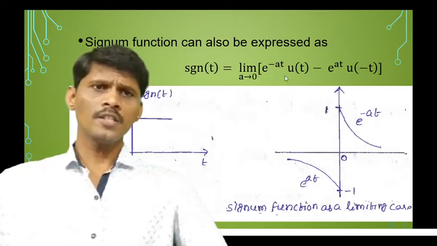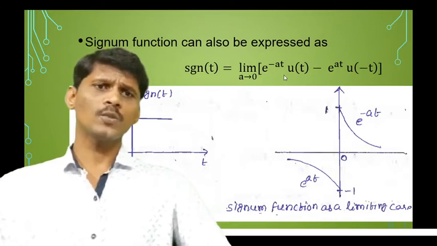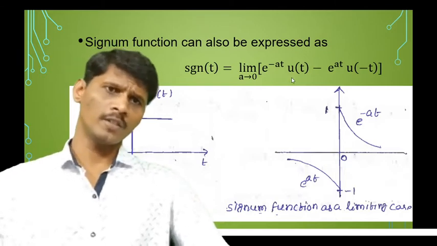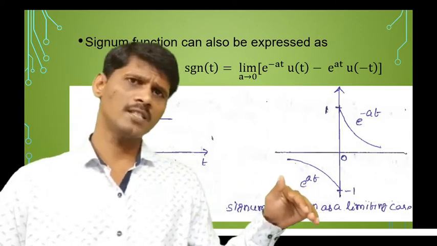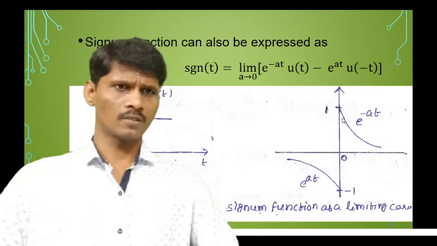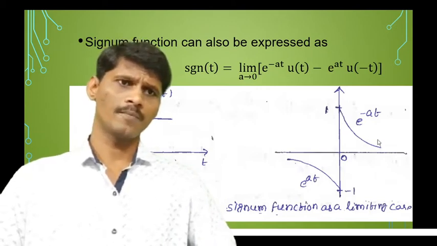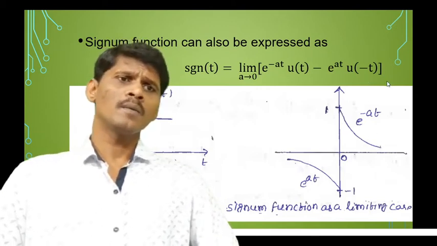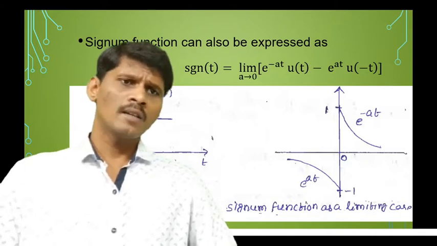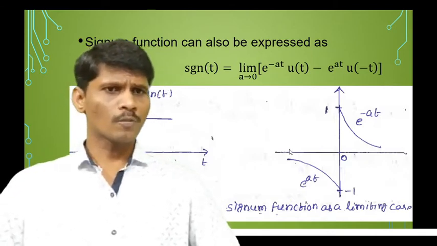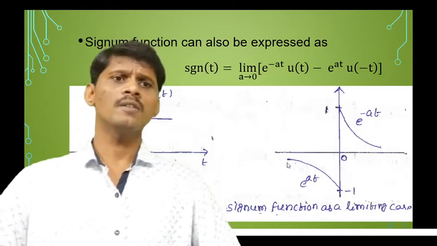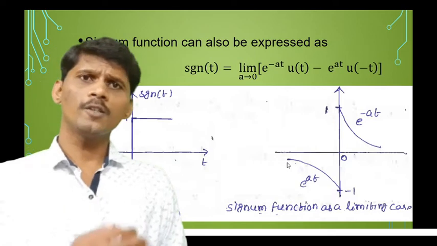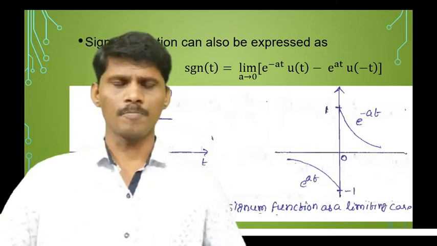Okay. In this equation, limit a tends to 0 of e power minus at u of t is a decaying exponential signal. And e power at u of minus t is a left side exponential signal. That is its graphical representation. Now the negative sign is there, so because of that, this is the graphical representation of minus e power at u of minus t.